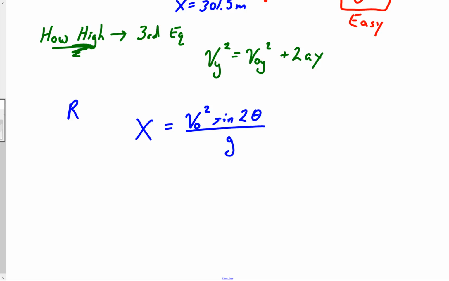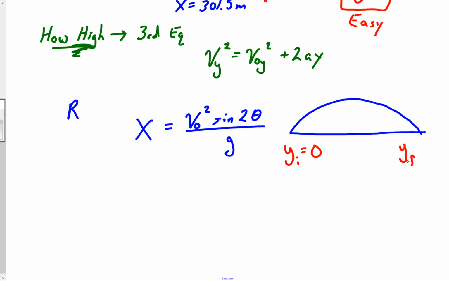Now, the reason why you don't hear me using the range equation a lot is that the range equation only works for a perfect projectile like this one. You may be going, "Turdford, what's a perfect projectile?" A perfect projectile is when your y initial is 0 and your y final is 0. That's what lets you derive that equation.